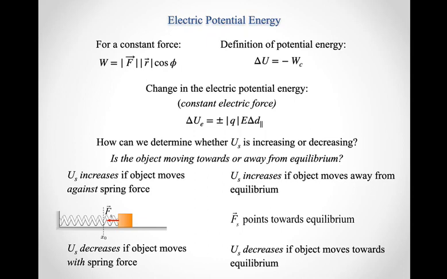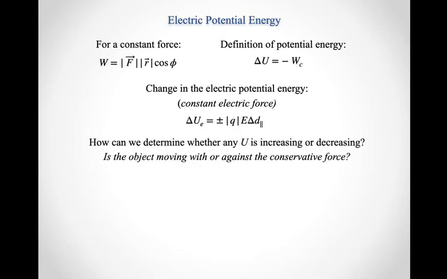On the other hand, if you're moving back towards equilibrium, you're moving with the spring force, and so the elastic potential energy decreases. So what you can see is, in terms of generalizing this, how can we determine whether any potential energy is increasing or decreasing? Another way to think about this is: is the object moving with or against some conservative force?